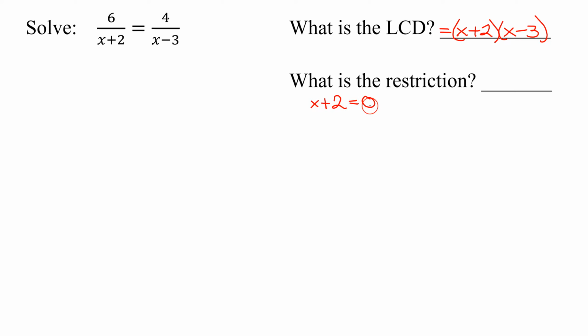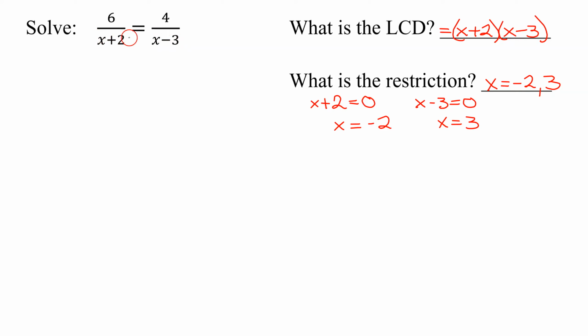So I have x plus 2 equals 0. Simple linear equation, subtract 2 from both sides, you get x equals negative 2. Go to your second denominator, x minus 3, set it equal to 0. So you get x minus 3 equals 0, add 3 to both sides, x equals 3. So our restrictions are x equals negative 2 and x equals positive 3. Those are the values that x cannot take on because they will make one of these denominators equal to 0, and you can never divide by 0.